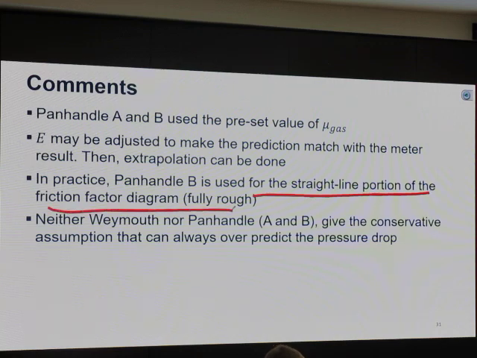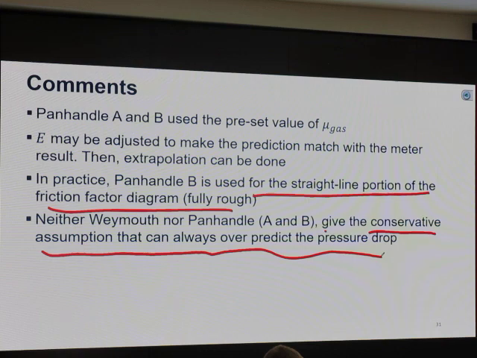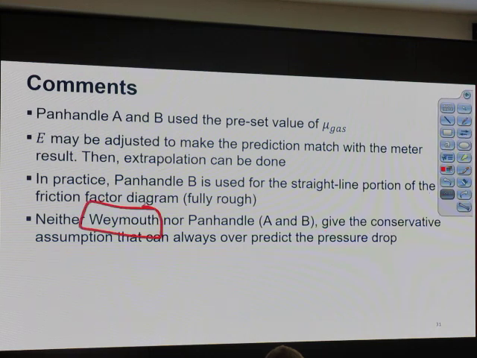Neither Weymouth nor Panhandle A and B give the conservative assumption that can always over-predict the pressure drop. This means if I want the maximum possible pressure drop prediction, or conservative prediction, what I do is I use both and find out which one gives me more. Those that give me more is the conservative approximation.